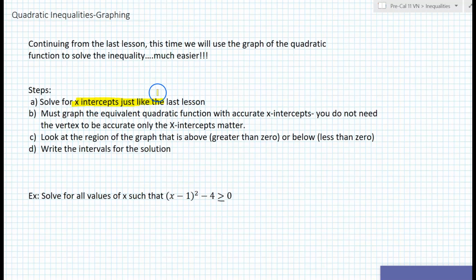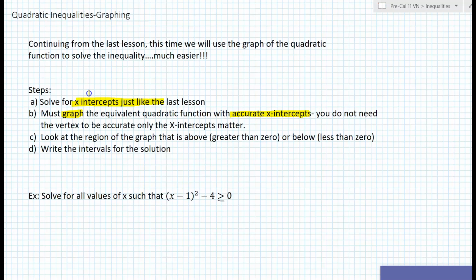Once we have the x-intercepts, then you need to graph the quadratic function, and you have to be accurate in terms of your x-intercepts because you just found them in part A. You really don't need the vertex in this case if you're not given that, but if you're given it in vertex form, then it's easier for you to come up with the x-intercepts algebraically or graphically. You don't have to solve for the x-intercepts using the algebraic method if you don't want to, but it's sometimes easier.